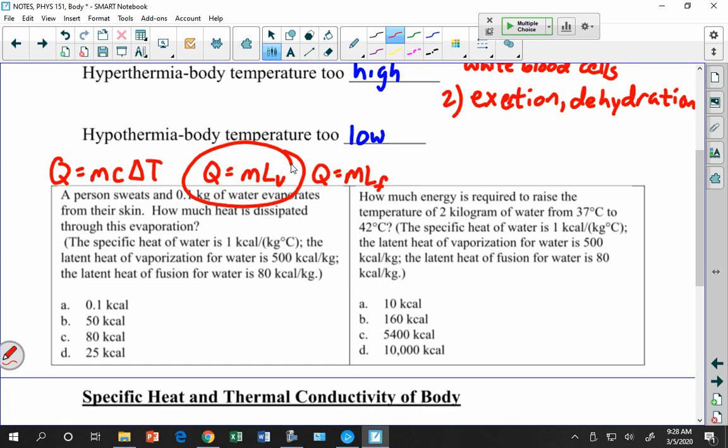So the mass of the water that I have was 0.1 kilograms. And then the latent heat of vaporization I give you here is 500 kilocalories per kilogram. And so the amount of heat that's lost is equal to 0.1 times 500, or 50 kilocalories.